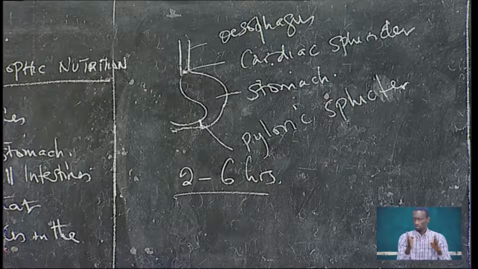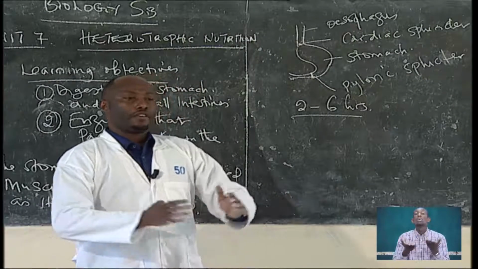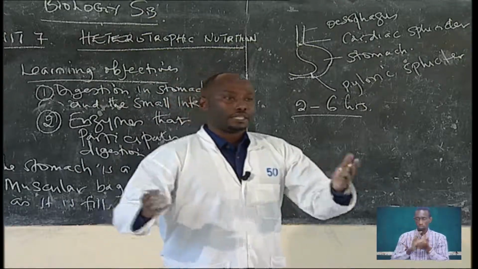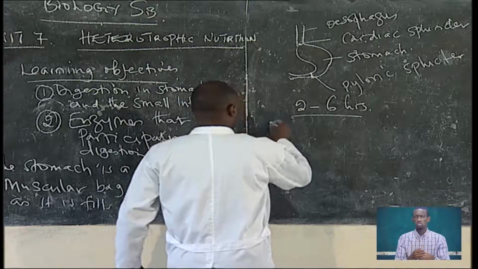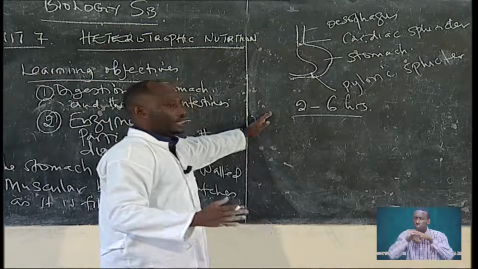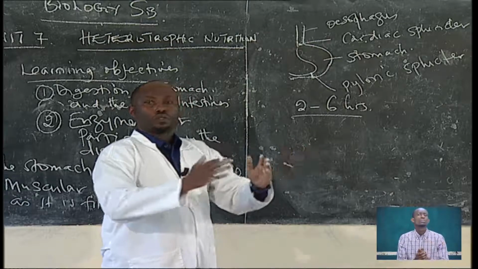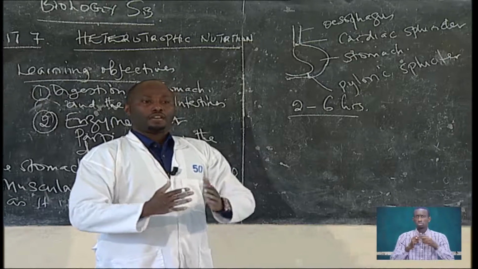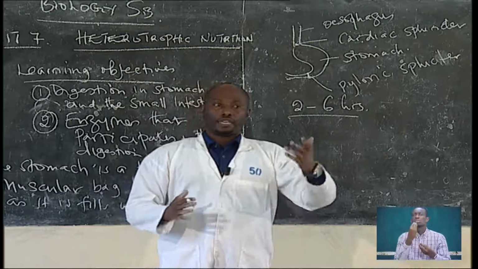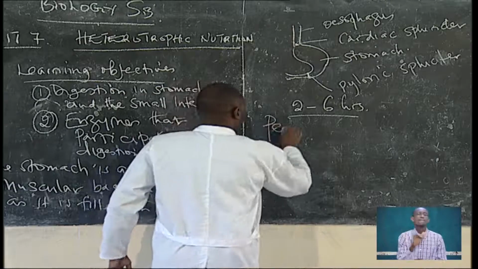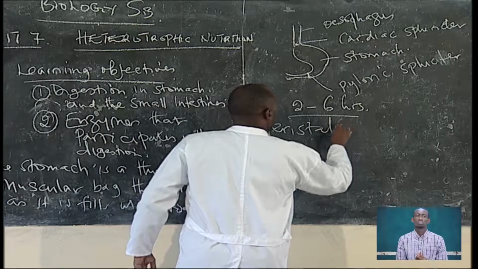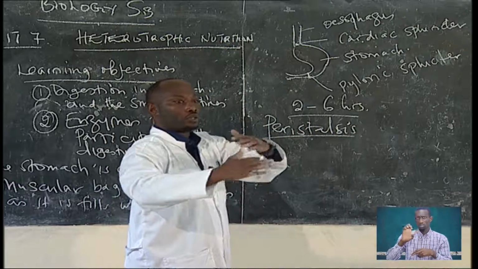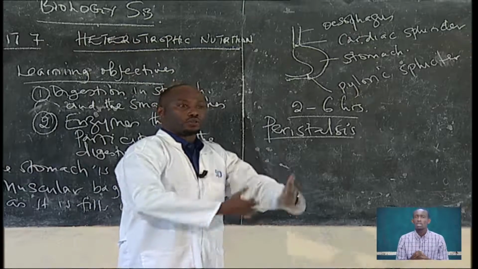Automatically, when the food reaches the stomach, the walls begin a wave-like contraction, which is called peristalsis. If I say peristalsis, I can refer to it as a rhythmic movement of food along the gut. Once the food reaches the stomach, there must be a wave-like movement that involves contraction.